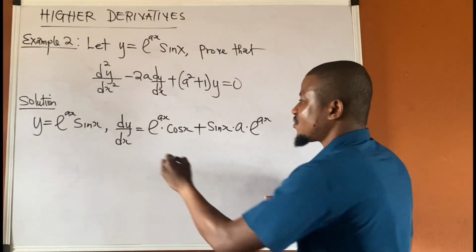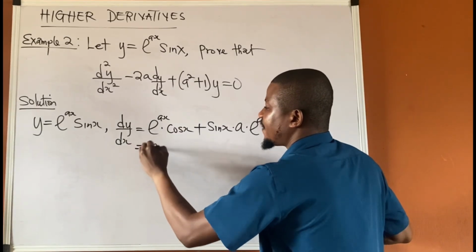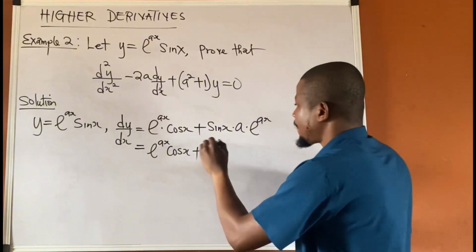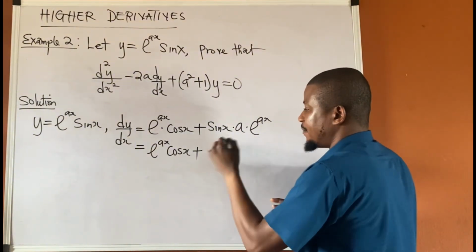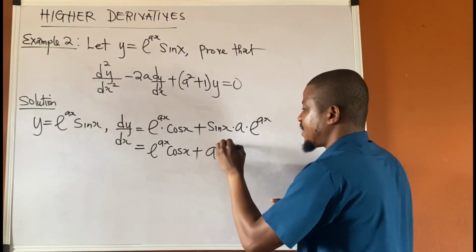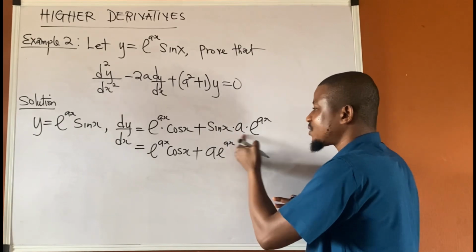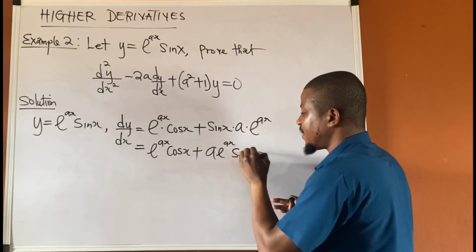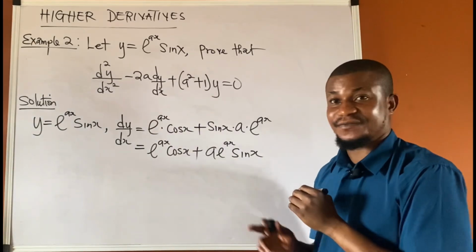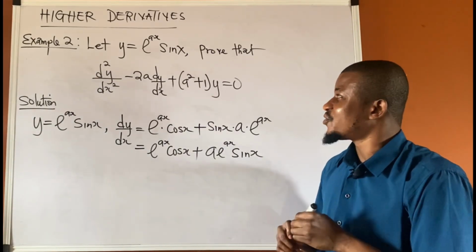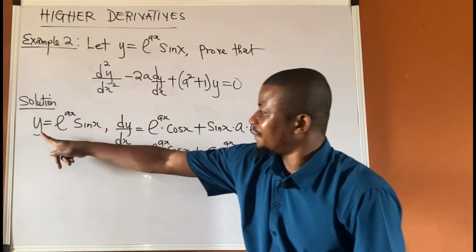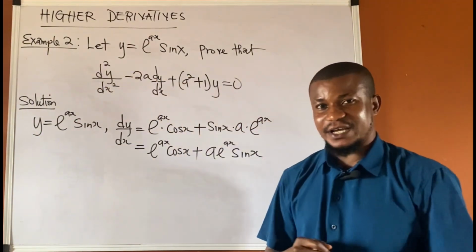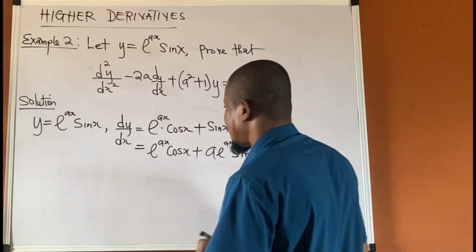The next thing is just to simplify this. We'll have exponential ax cos x plus we bring out this term. This is a exponential ax. I would prefer to bring out the constant term and the exponential function before the trig function. And so we have this. Okay, so we've just gotten the function y and the first derivative, which is this. We also need the second derivative here. So let's go to the second derivative.